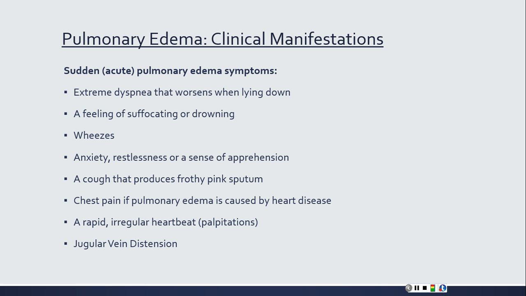Next, pulmonary edema, jugular vein distension. Why do we have jugular vein distension? Okay. Yeah. And again, we're not dealing with the heart this time, are we?